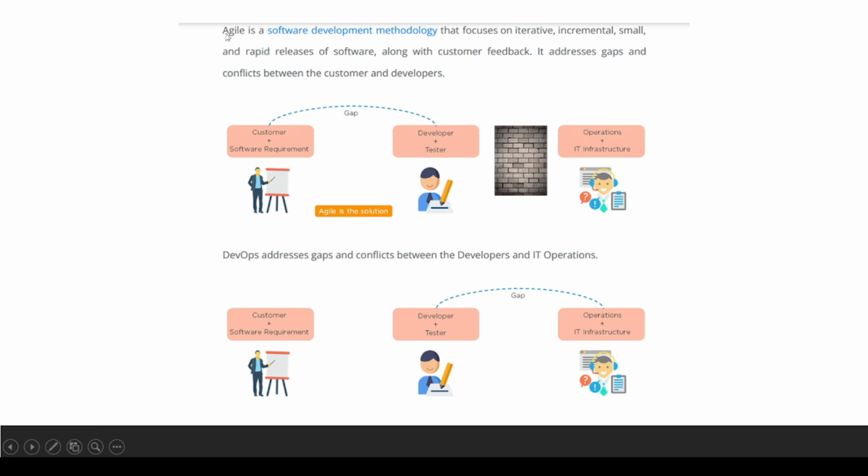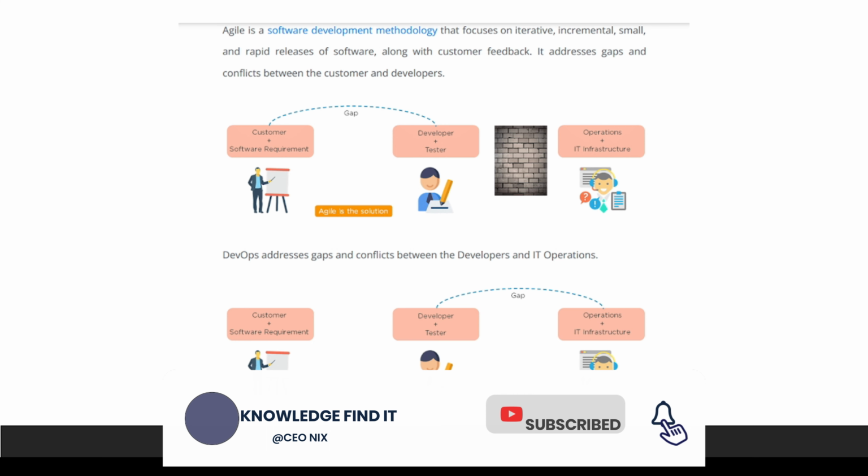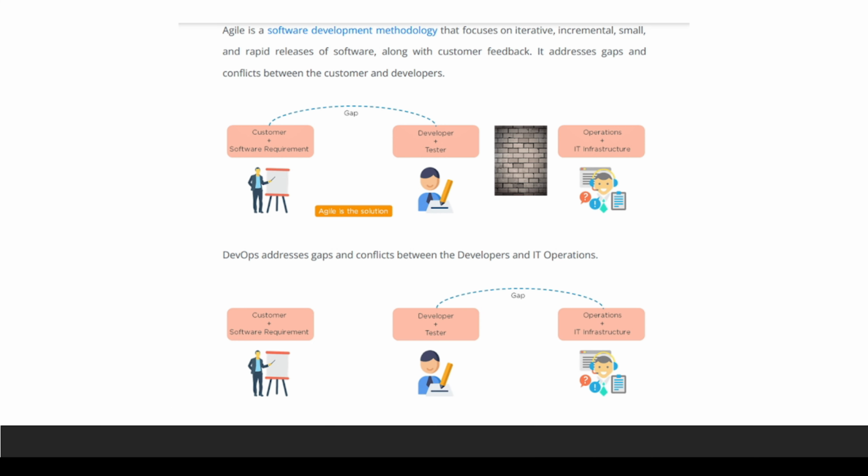When we consider the agile software development methodology, it focuses on iterative and incremental development, which means continuous release and small, rapid releases of software along with customer feedback. So it addresses gaps and conflict between the customer and developer. The agile methodology was introduced to decrease the conflicts between the customer and developers. So the agile methodology starts with the software requirement analysis, then the next part is developing, then testing, and only then can we deploy the software. So that is the agile solution between the customer software requirement and the development and testing.